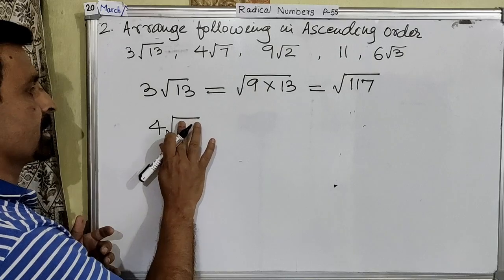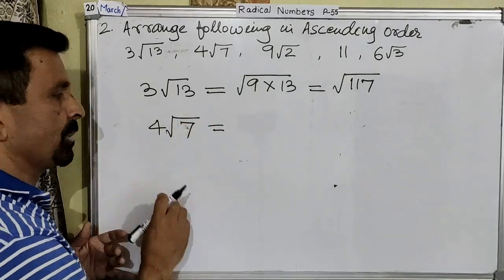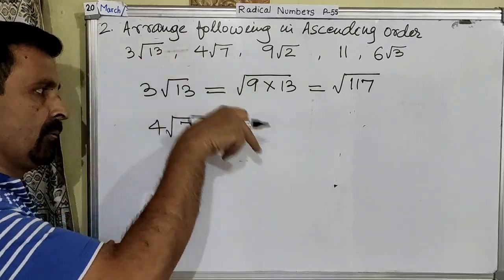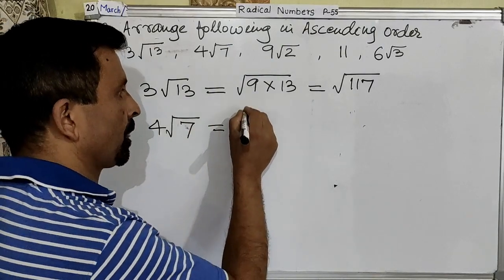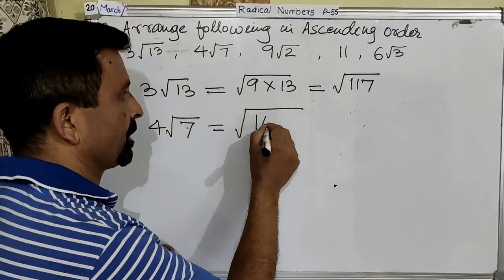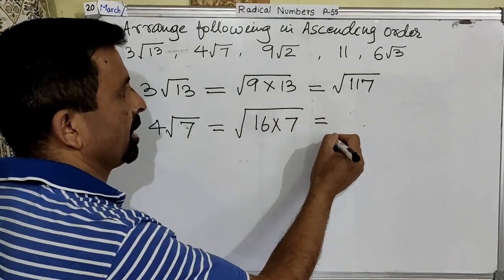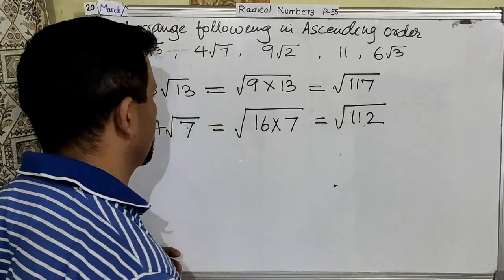Next one is 4 root 7. Now here also we will change this into complete radical form. The number that is in front of the radical sign will be squared and will then enter. So the square of 4 will be 16, into this number as it is, 7. Clear? Now multiply this, it will come as 112.